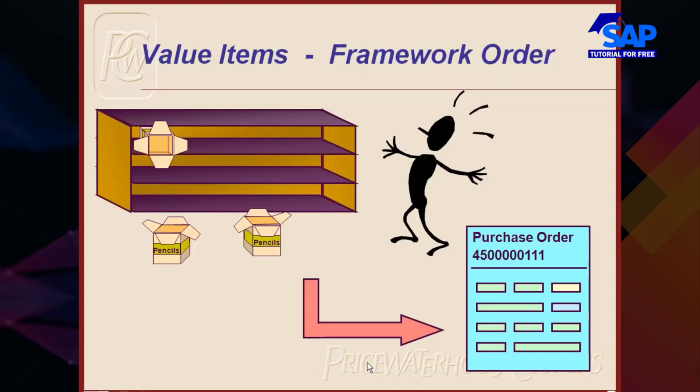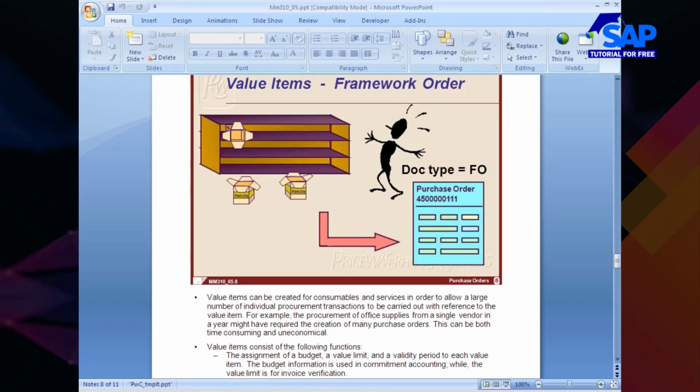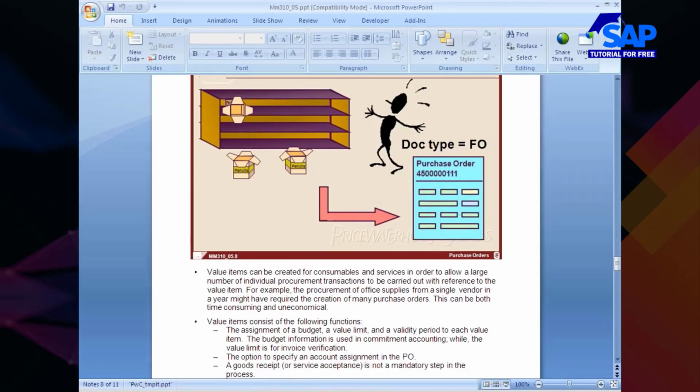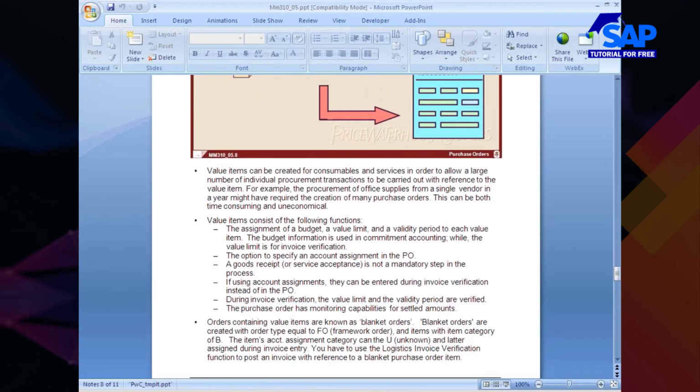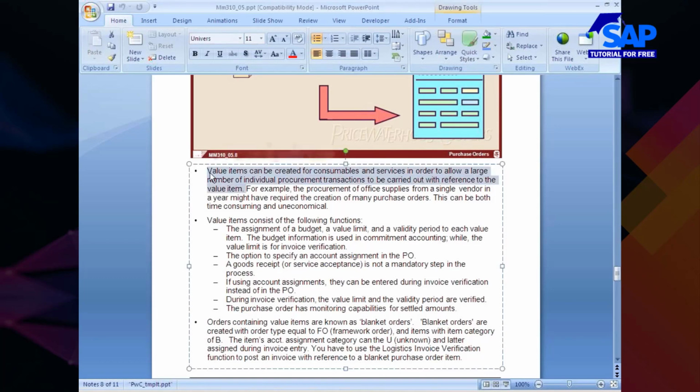Let me go into the details and see if we have covered everything or missed anything. The value items can be created for consumables and services in order to allow large number of individual procurement transactions to be carried out with reference to the value item. Okay, when I say value, it's not value, it is low value. For example, these office supplies or stationaries, etc., etc.